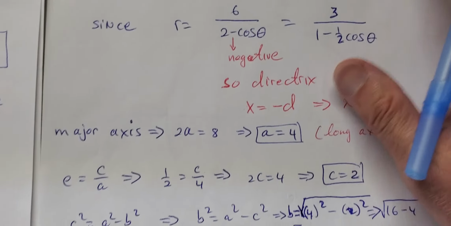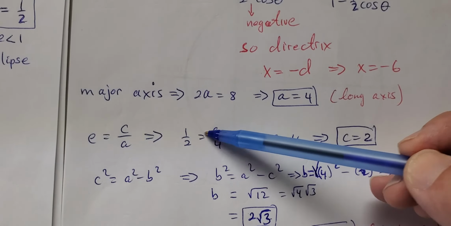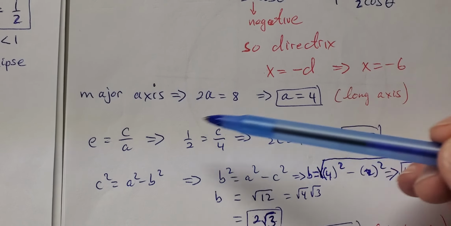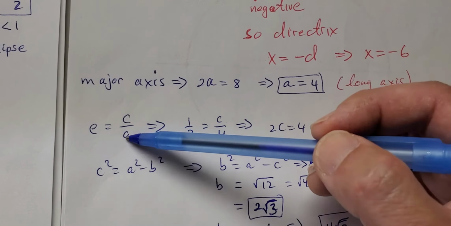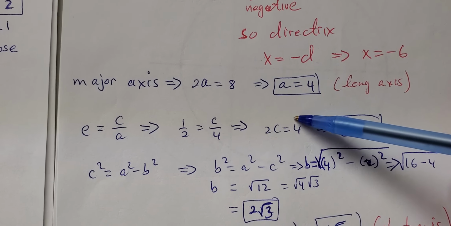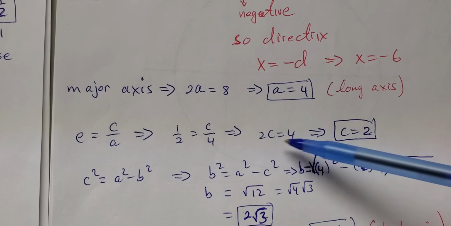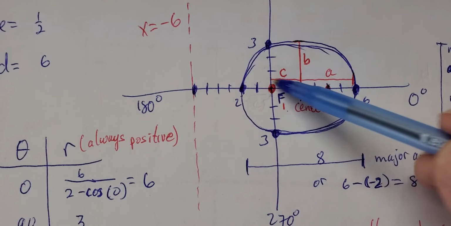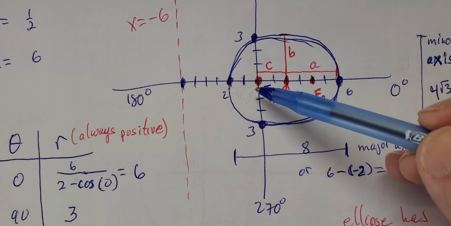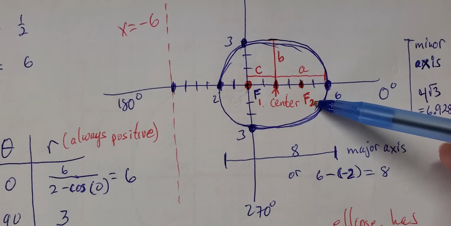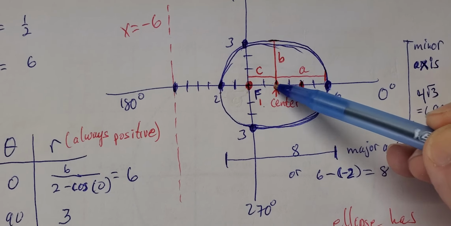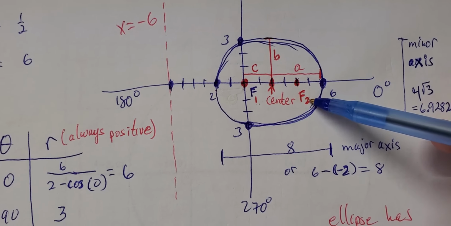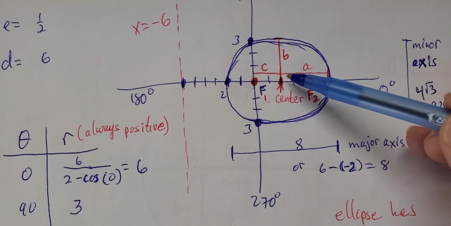Again, how did I get c? e equals c over a. We know e is 1 over 2. So put the e in, which is 1 over 2. a is 4. Cross multiply gives me 4, cross multiply gives me 2c. Divide by 2 gives me 2. So again, c is the distance from the center, and that's how you find your focus 1 and focus 2. Center, c is 2 to the left, first focus. Center to the right, second focus. So that's how I find c and a.